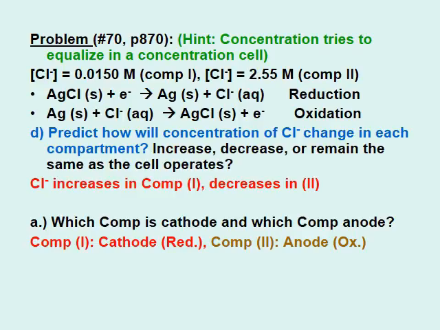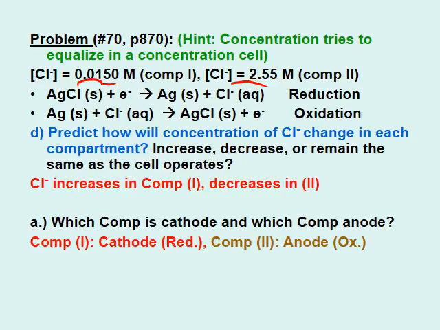Let's go over problem number 70, which is very similar to what I just discussed in the last slide. In this problem, they are giving you the concentration of Cl minus in two different compartments. In compartment 1, 0.0150, and in compartment 2, you have 2.55 molar. So obviously one is dilute and the other is more concentrated, and it has to be, because as I said, the electricity in this case is due to concentration difference, and that makes it a concentration cell.